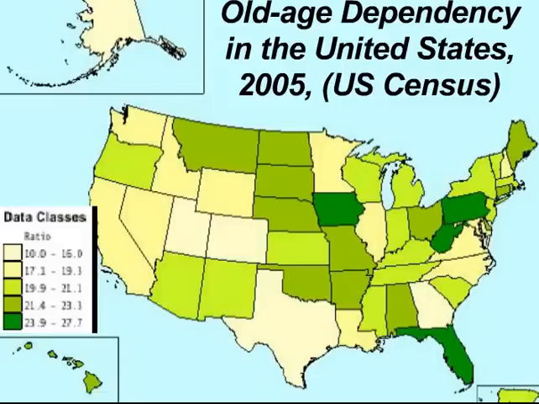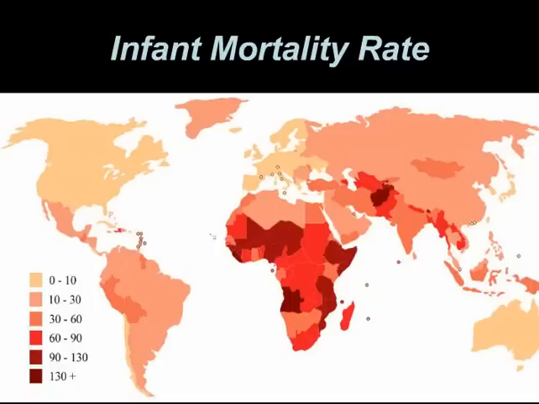Of course, Florida, that's the reason why it's so dark green, why it has such an old age dependency problem, is the fact that a lot of retirees head down to Florida. So one of the challenges in these places that are dark green is how can they reduce that old age dependency ratio and try to retain young people.